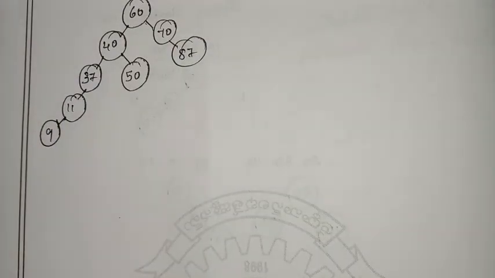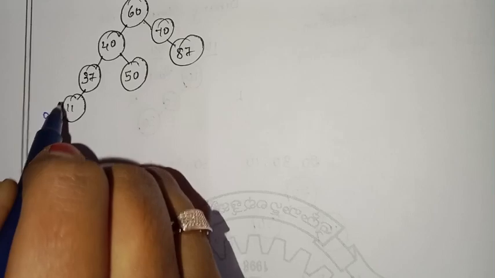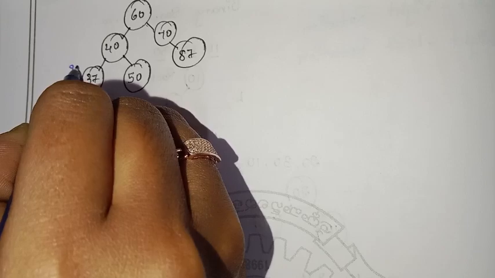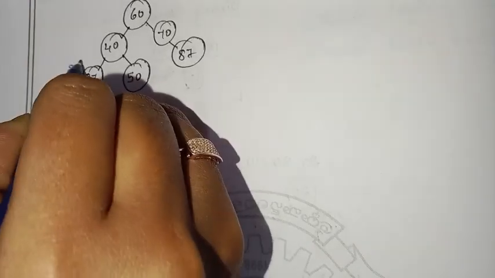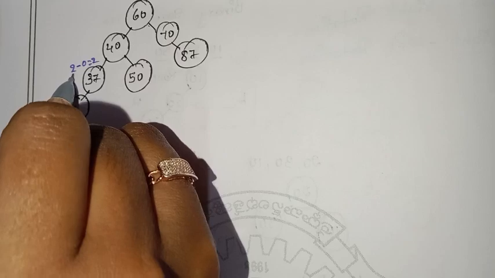Now again I am going to find the height balancing factor. See here 0, and here 1 left subtree is there, and there are no right subtrees, 1. Here what will happen? 2 left subtrees are there. There are no right subtrees, 2. Now here only I will stop my balancing factor, because here I have got the 2. So what I need to do? I need to do the rotation.